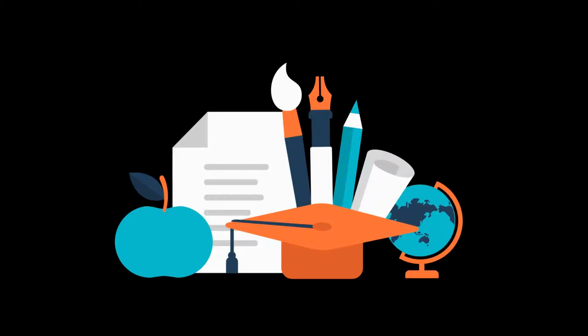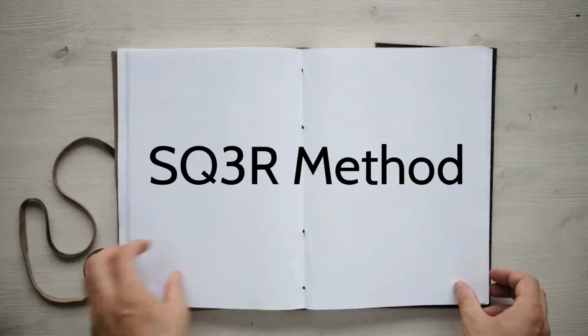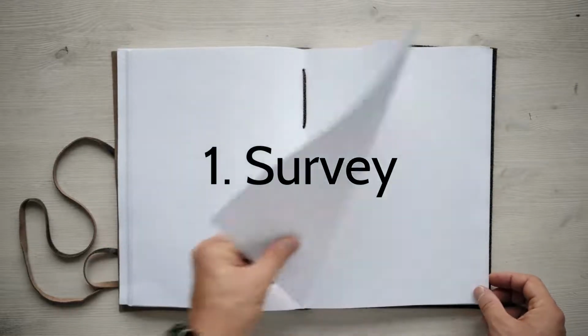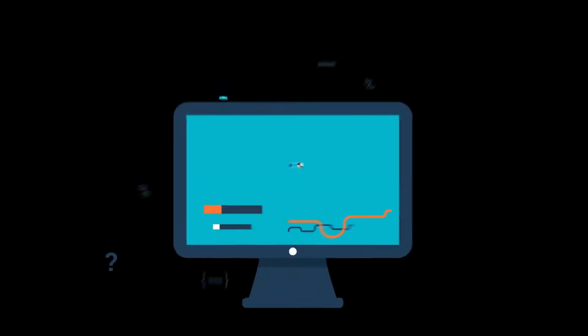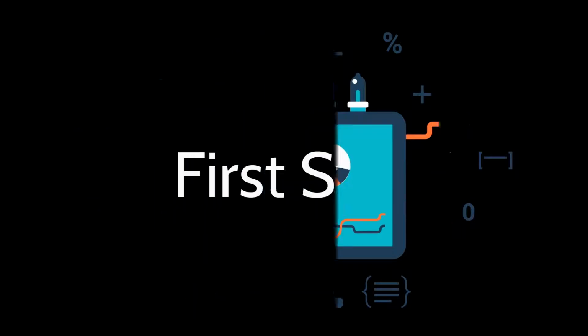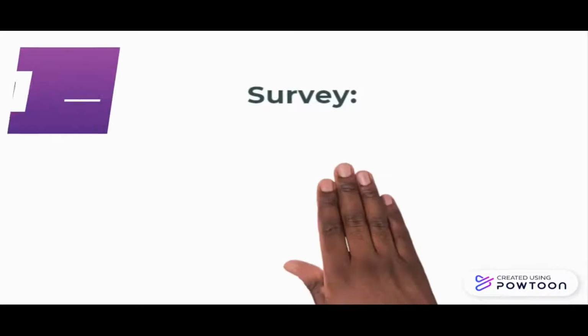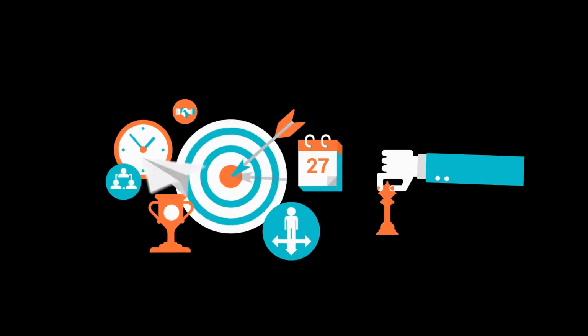Let's reduce the number of times you have to reread the whole chapter by utilizing the SQ3R method: survey, question, read, recite, and review. This will help you effectively comprehend and process your course's readings. The first step of SQ3R, survey, is a process that gives the reader an idea of how the chapter or assignment is organized and figure out what's the key information to focus on for learning.